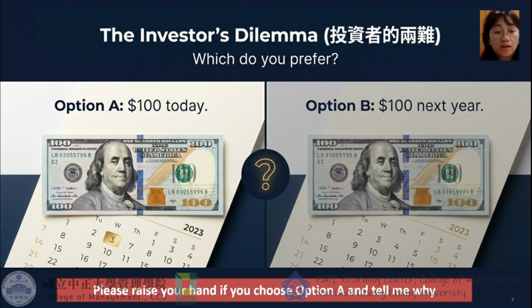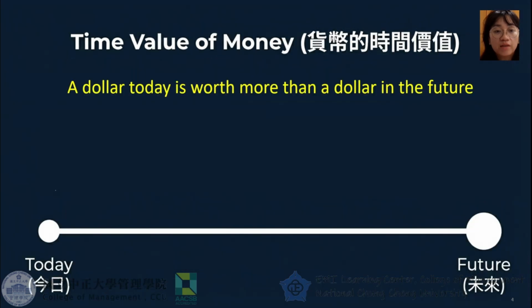Good. I heard answers like, I can use it now. Prices go up. I can put it in the bank. Very good. Exactly. These are the key ideas. This leads us to a very important concept in finance, time value of money. This means a dollar today is worth more than a dollar in the future. This is true because of two main reasons.